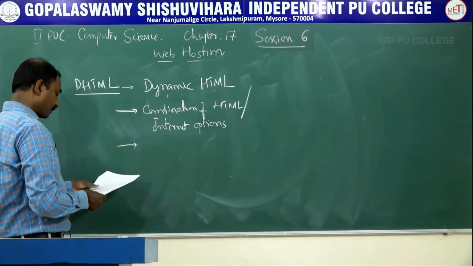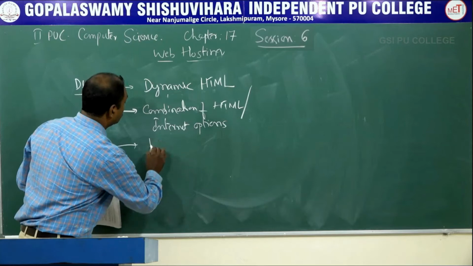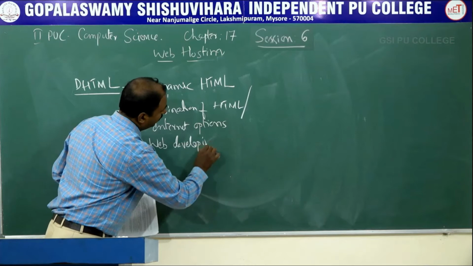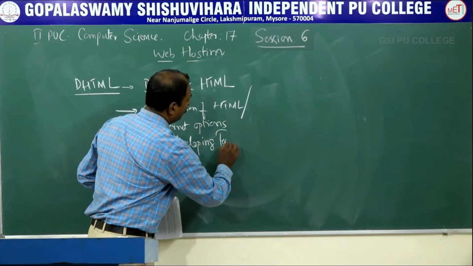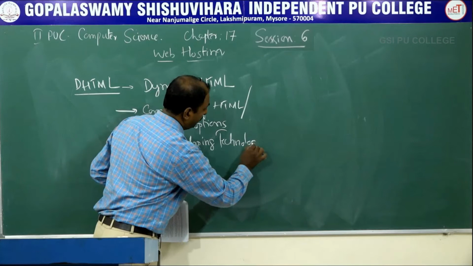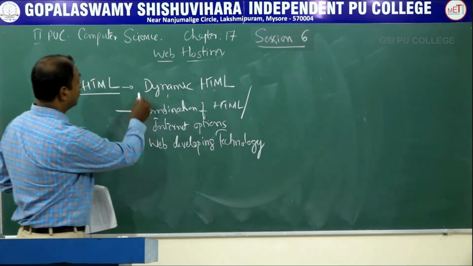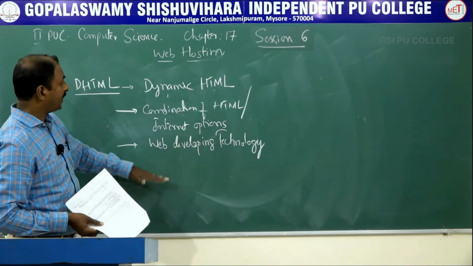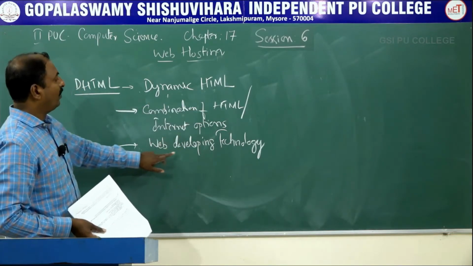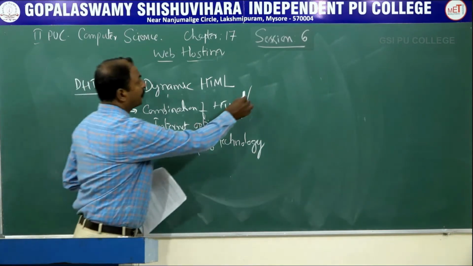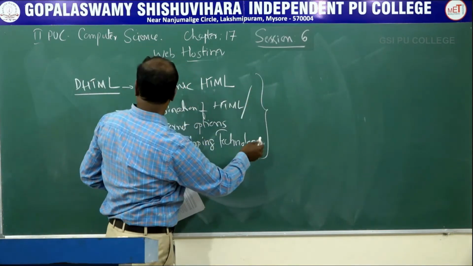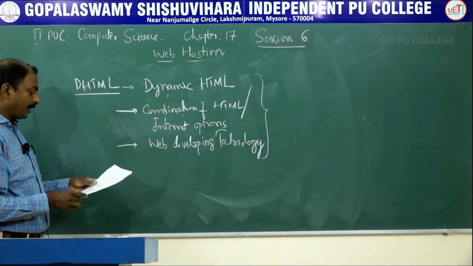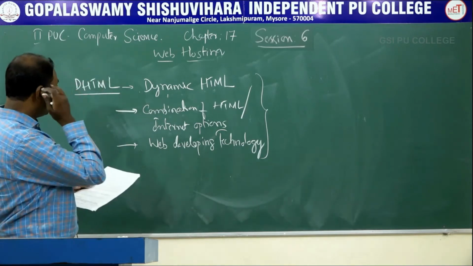Next one is, this is also developed with the help of web developing technology. So these two features are added here. It is again nothing but a combination of HTML as well as internet options and web developing technology. All these together give extra features to HTML, so we call it dynamic HTML. And what is the meaning of dynamic HTML?